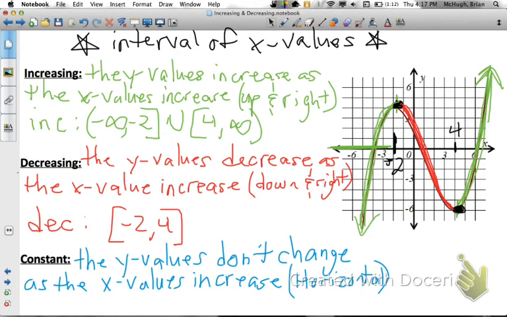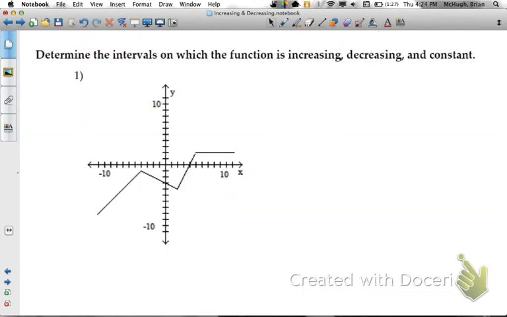So that's a quick explanation of increasing, decreasing, constant. Let's look at a few other examples to see if we can describe their intervals, again focusing on the x values. Okay, here's a graph that's given to us. We don't know the function, but that's okay because we're going to look at the graph to find out where the function's increasing, decreasing, constant.